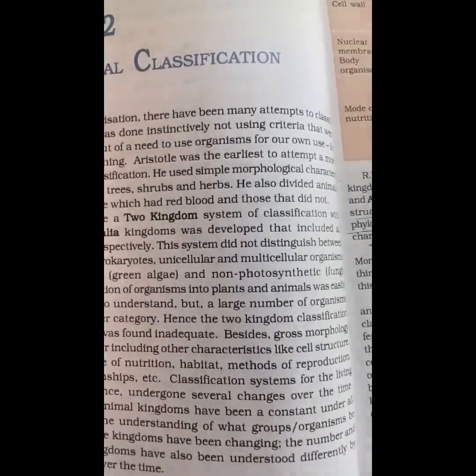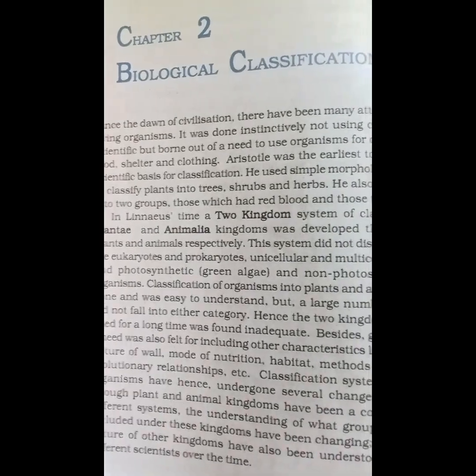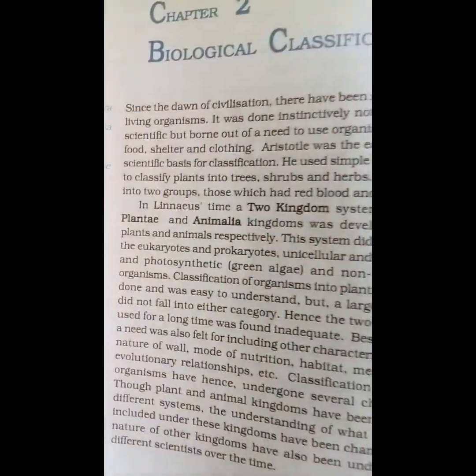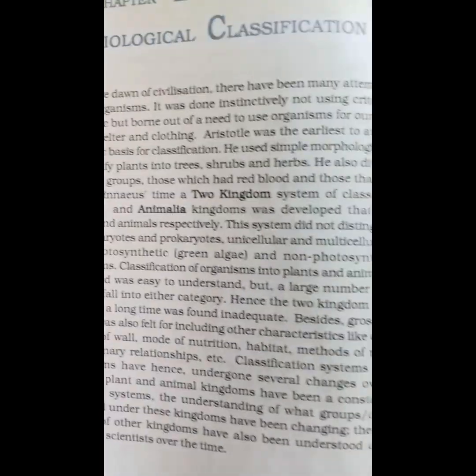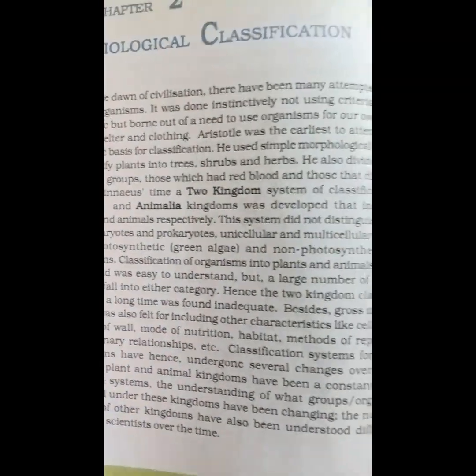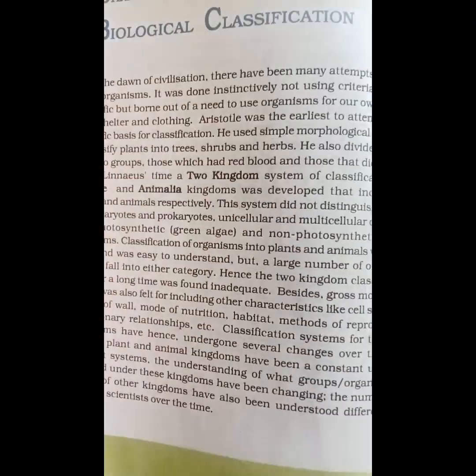Aristotle was the earliest to attempt a more scientific basis of classification. He used simple morphological characters to classify plants into trees, shrubs, and herbs. He also divided animals into two groups, those which had red blood and those that did not have red blood.